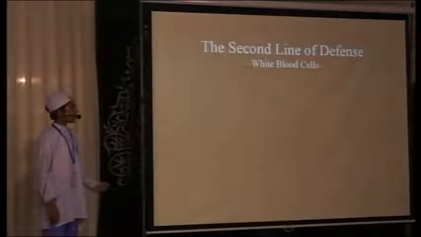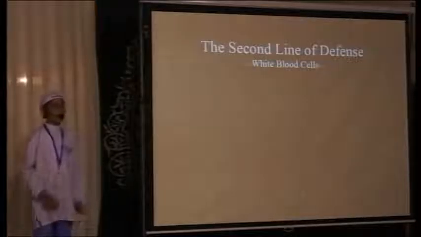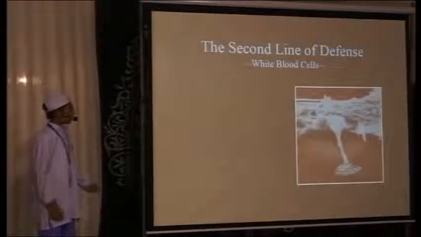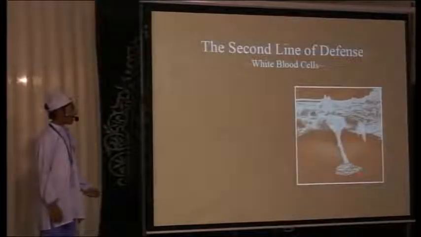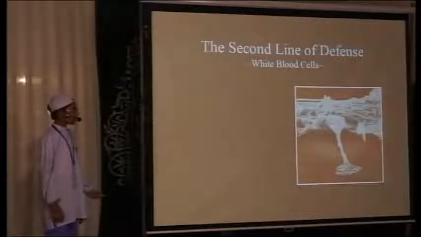The second line of defense, white blood cells. If invaders actually get within the body, then white blood cells begin their attack. This is the example of a white blood cell and invader. As you can see, the invader enters our body, and white blood cells are surrounding and attacking them.